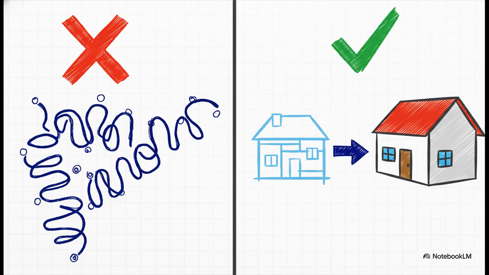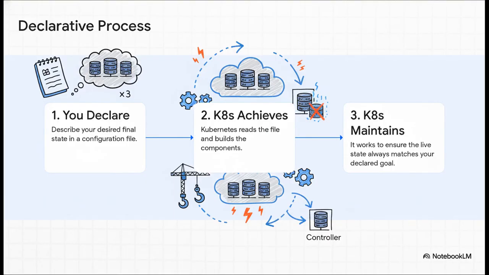You give it a blueprint, a declaration of your desired end state, and you let Kubernetes figure out how to get there. So the process looks like this. First, you write a simple file that says, hey, Kubernetes, this is my goal. I want 3 copies of my web server running at all times. That's it. That's your blueprint. Second, Kubernetes takes that blueprint and does all the hard work. It schedules the pods, assigns them to nodes, and gets everything running.